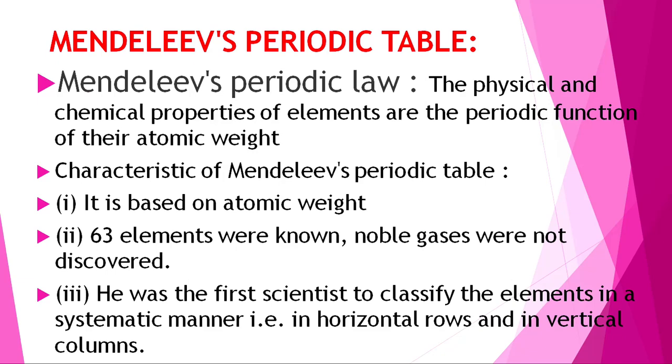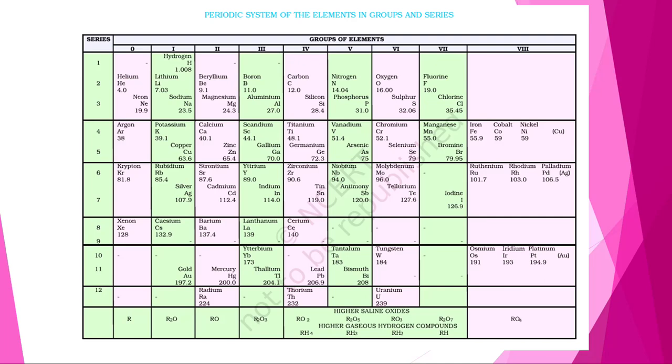So according to this, what were the characteristics of Mendeleev's table? It is based on atomic weight. You can see Mendeleev's periodic table on the screen. During the time of Mendeleev, only 63 elements were known, and he was the first scientist to classify elements in a systematic manner, that means in horizontal rows and vertical columns. You can see these are the horizontal rows and these are the vertical columns. Horizontal rows are called periods and vertical columns are called groups. So how many groups can you see here? It is 0, 1, 2, 3, 4, 5, 6, 7, 8.